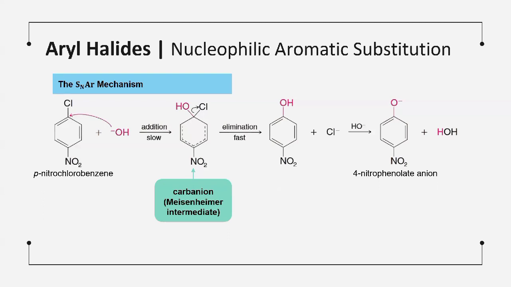Now, to stabilize itself, the chlorine is eliminated, resulting in the formation of our 4-nitrophenol. Ito na yung pinaka-product ng SNAr mechanism. However, further addition of hydroxide ion results in the deprotonation ng phenol, resulting in the formation of an anion, in this case, the 4-nitrophenolate anion.